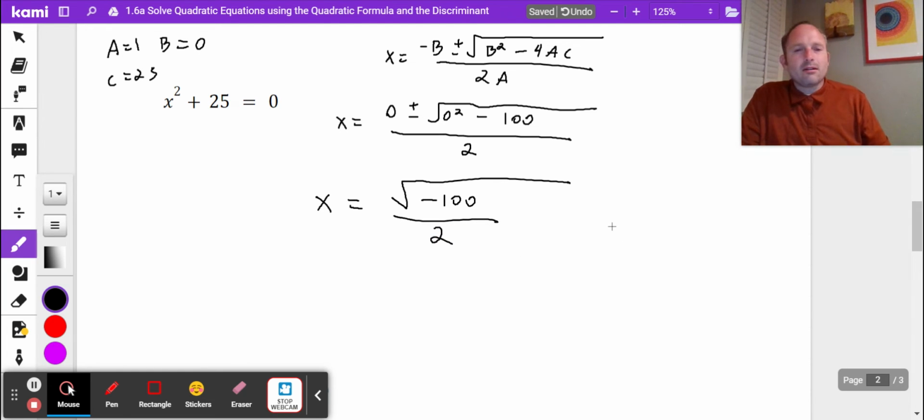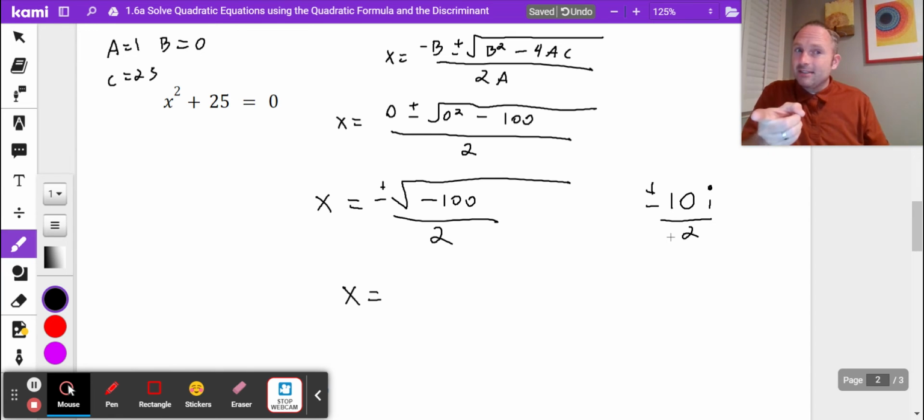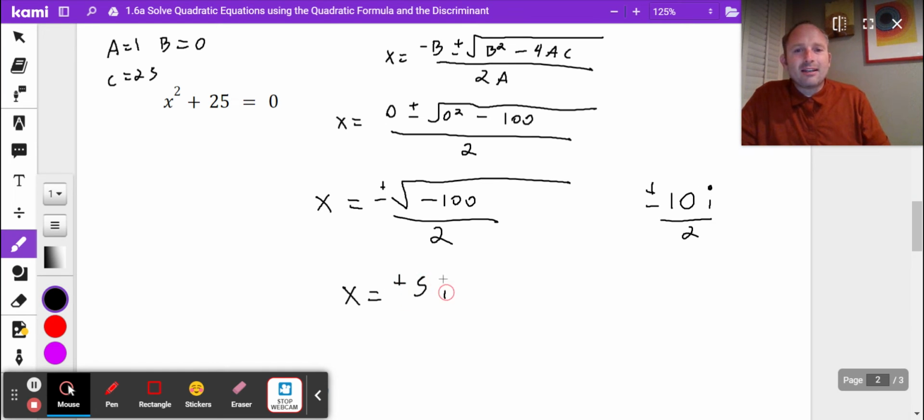Wait a second here. Plus or minus. X will equal 10i divided by 2 plus or minus. It's going to equal 10 divided by 2. 10 bunnies divided by 2 is 5 bunnies. So instead of bunny, it's i. So positive 5i, or x is equal to negative 5i.